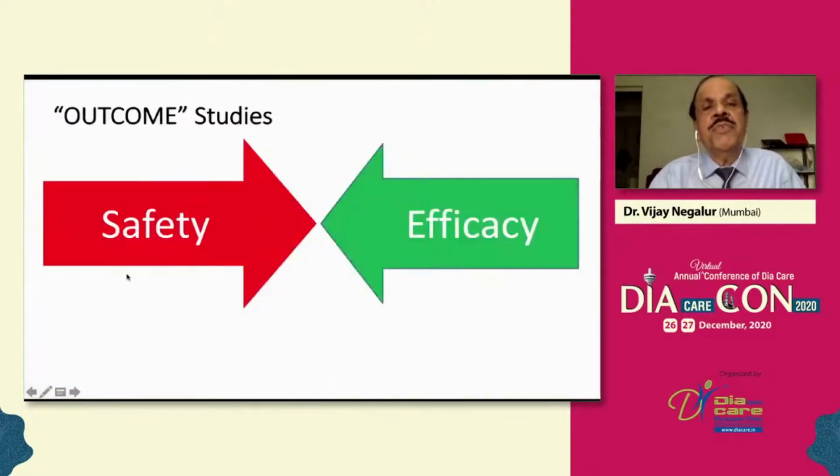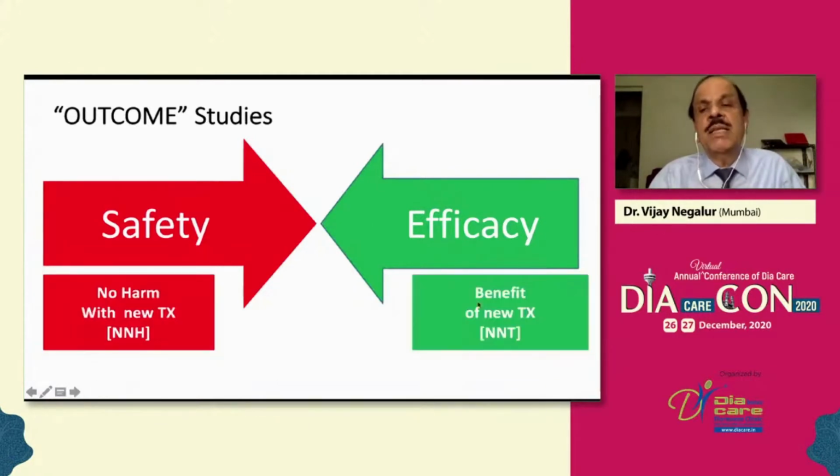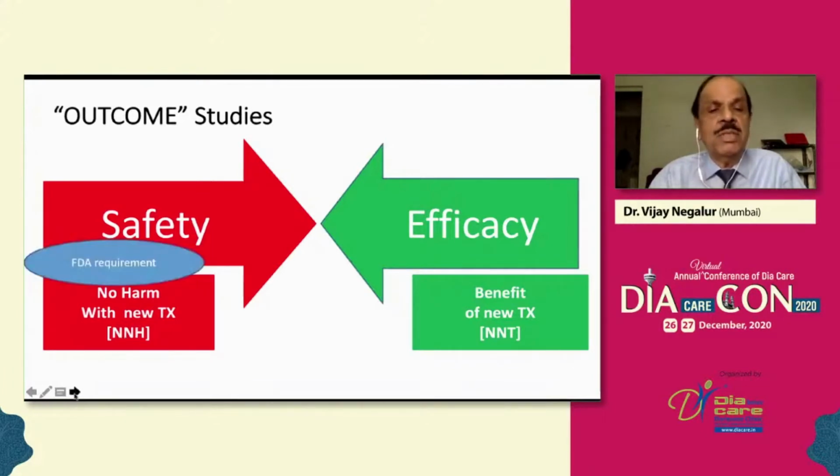And therefore the safety became the predominant outcome of all the studies versus the efficacy that we used to do in the past. So the efficacy used to look at the benefit of therapy, and we used to see number needed to treat, but now we look at no harm to be done. So we look at number needed to harm. So there's a difference, and this is what the FDA wants, and this is what the new studies are.